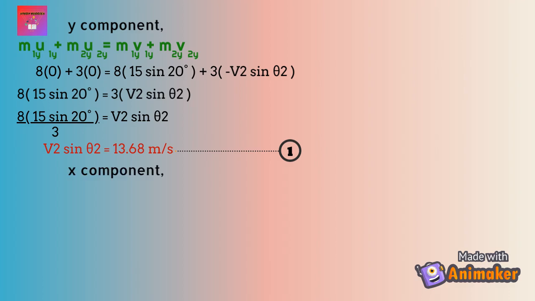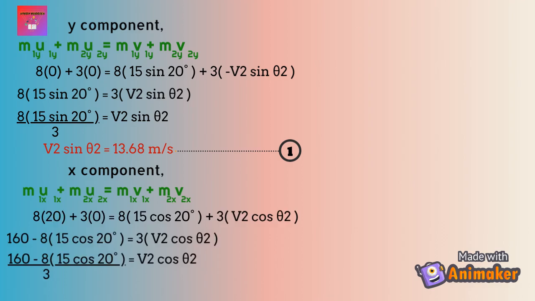Now, let's solve x component. Use the formula m1x u1x plus m2x u2x equals m1x v1x plus m2x v2x. Substitute the values into the equation. Leave your answer in the form of v2 cos theta equals 15.75 meters per second and label it as equation 2. Do you guys still remember the basic concept of trigonometry? Yes, for this type of question, you should apply trigonometry knowledge.